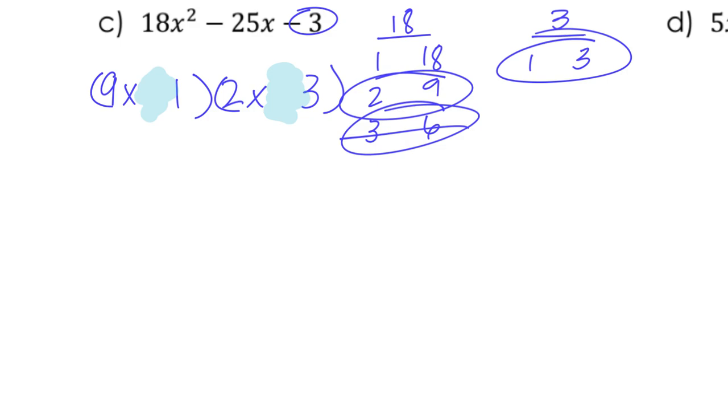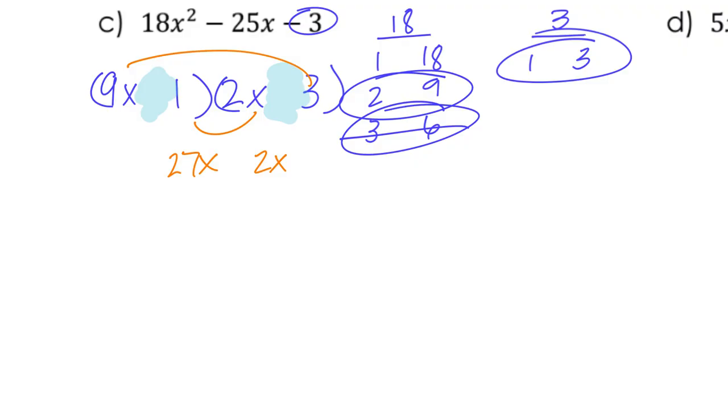We're going to check the outsides and the insides of FOIL. So like the outsides and the insides. So 9 times 3 is going to be what? 27x. And then 1 times 2 is going to be 2x. Using 27 and 2, can I get to 25? Yes. Okay, good. Now I just need to figure out the signs.